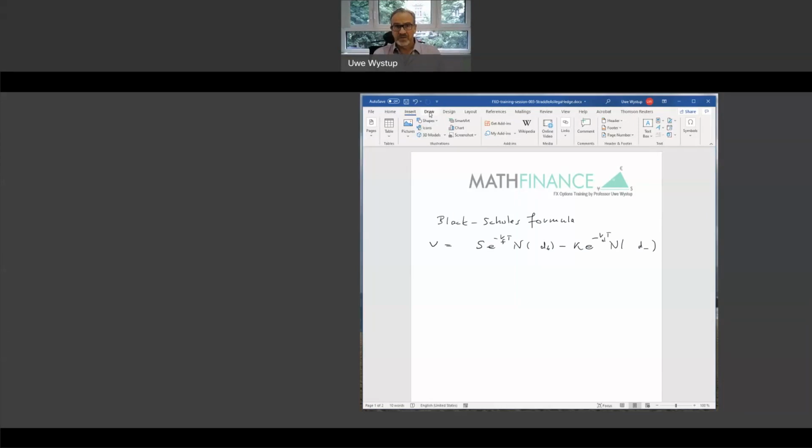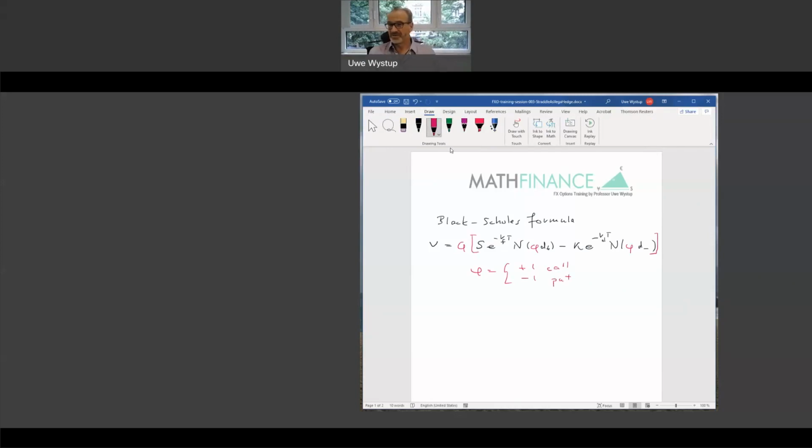We indicate that. So we've got this variable phi everywhere that takes two values: plus one for a call, minus one for a put option. So we have a formula that combines everything for calls and puts. And then with that, you can take derivatives. We won't get into the details today, so I'll just tell you what the answer is.